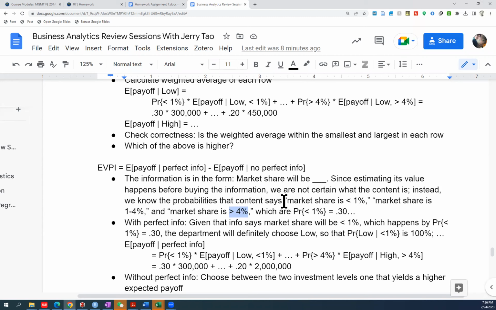So this piece of information comes in this way that we have to fill this blank. And the chance that the packet has the information saying that the market share is smaller than 1% is 30%. So we have these probabilities, but we don't know exactly what's inside of the information packet.